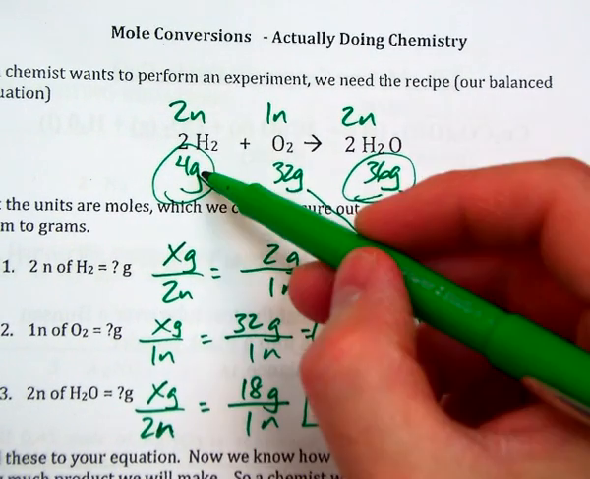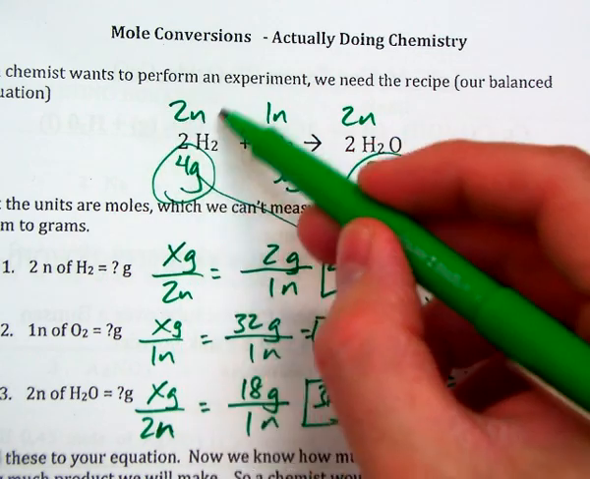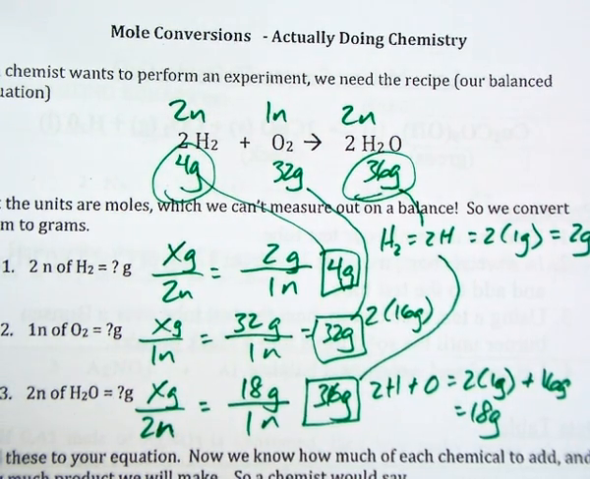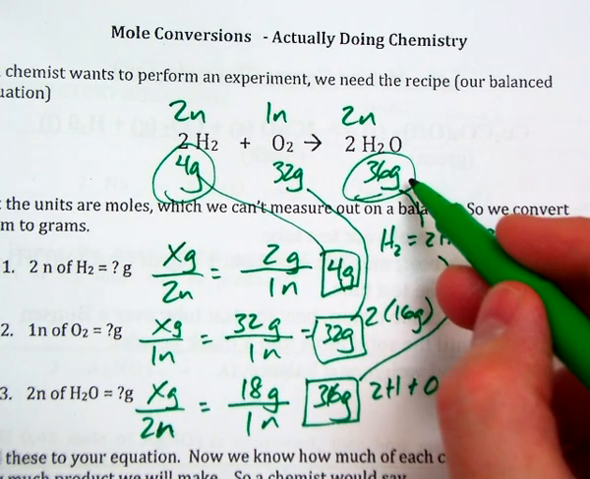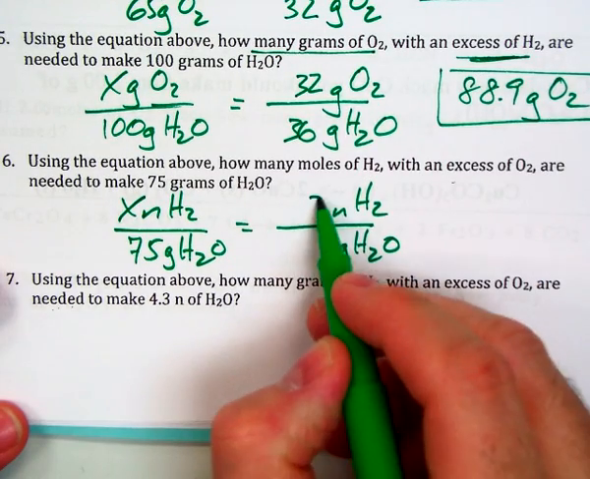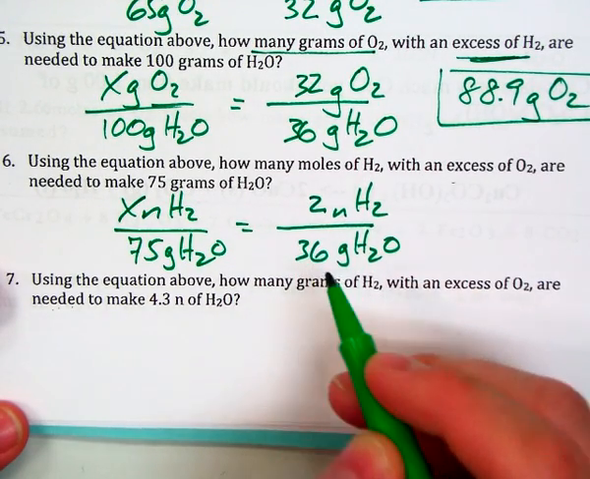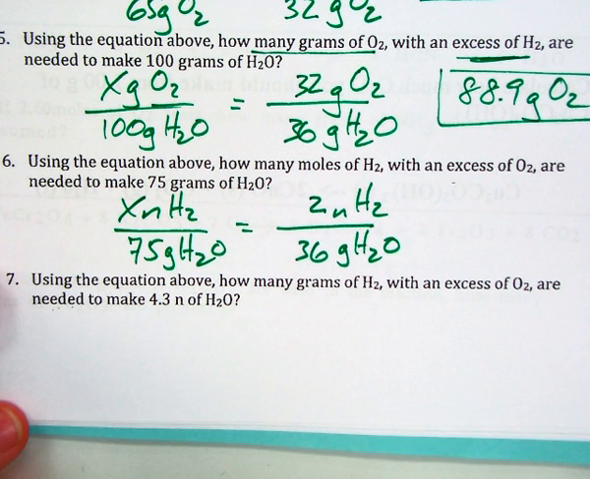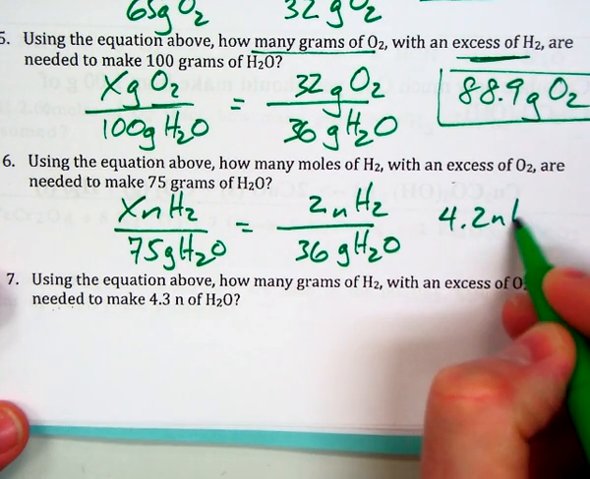Okay. So remember, now we're not using grams, we're using moles. So I've got 2 moles. All right. So that's the number I'm going to put on top, 2 moles. And the bottom is going to be 36 grams. Okay, so I've got 2 moles and 36 grams. Okay, so now I've got to do my math here. So 75 times 2. All right. And then divided by 36. So we get about 4.2 moles of H2 for our answer.